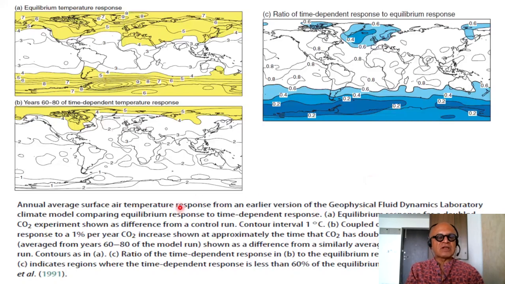So here is the annual average surface temperature response from an earlier version of the GFDL climate model, comparing equilibrium response to time-dependent response. So here is the equilibrium response, with significant polar warming in both high latitudes and significant warming in the tropics as well.